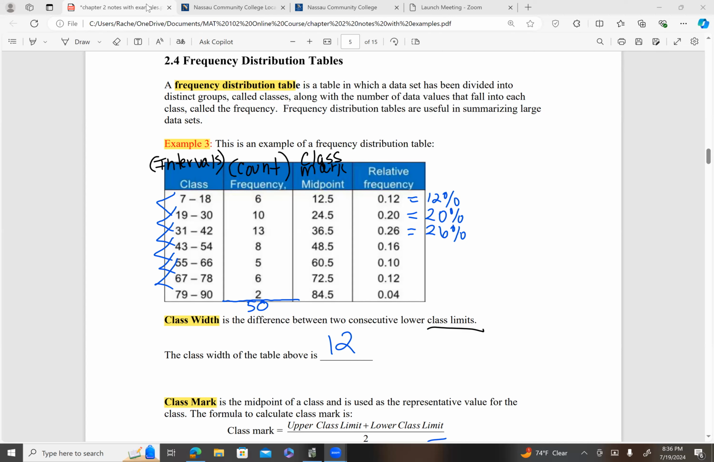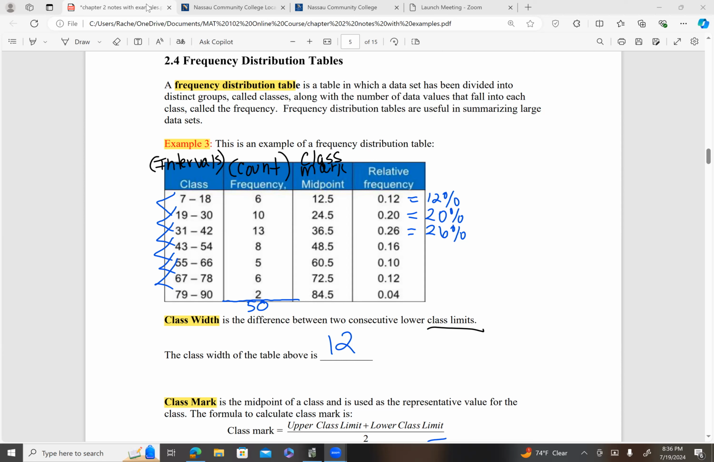And I explained that a lot of times when we have a data set, it's nice to summarize the data set in a table that looks like this, where we break the data into classes that all have the same width. And then what we do is we list the count or the frequency. So how many times does a data value occur within each class? So for example, the class 7 to 18, we had 6 data values that were between 7 and 18, and so on and so forth.